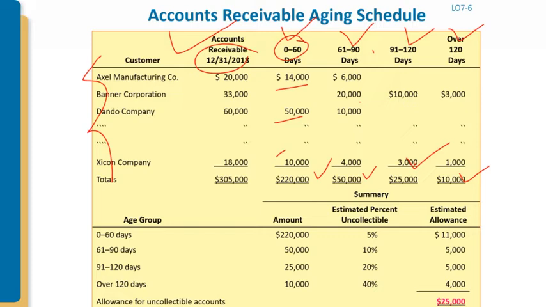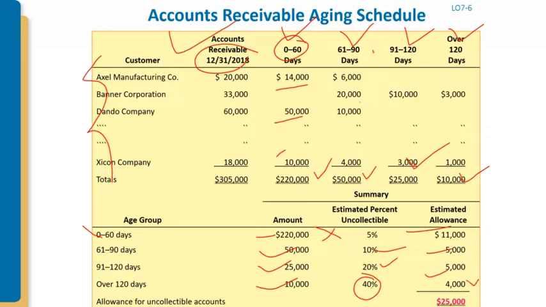Okay, from our experience, we know that for accounts receivable due for 0 to 60 days, 5% is usually estimated uncollectible. So what we have done is calculate 5% of this one, 10% of this 50,000 is 5,000, okay, 20% of 25,000 is 5,000, and 40% of this 10,000 is 4,000.